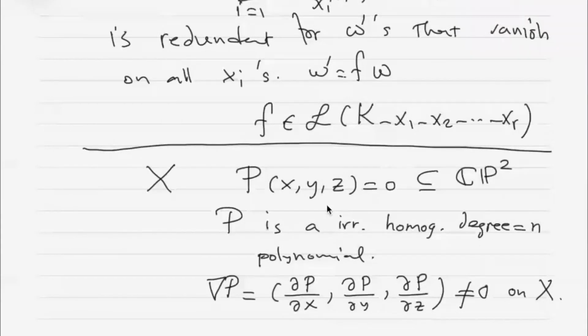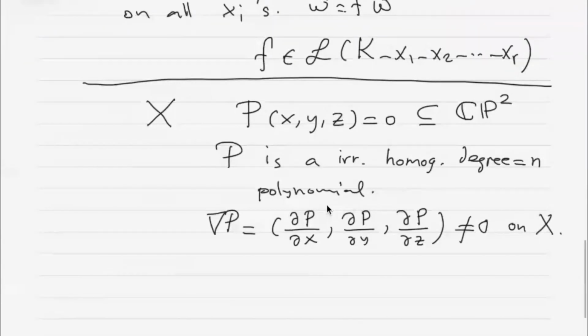In fact, it's not too hard to show that if you have a point where all these partial derivatives are zero, then that point P must be on X. The reason is that there is an Euler formula that you learn in calculus, in Calc 2 maybe, that relates the partial derivatives of a homogeneous polynomial, and it's the polynomial itself.